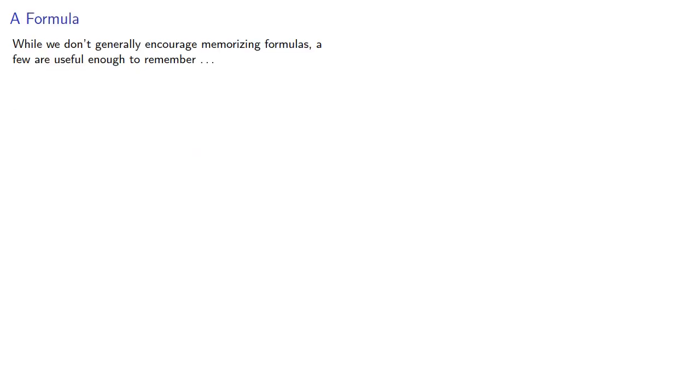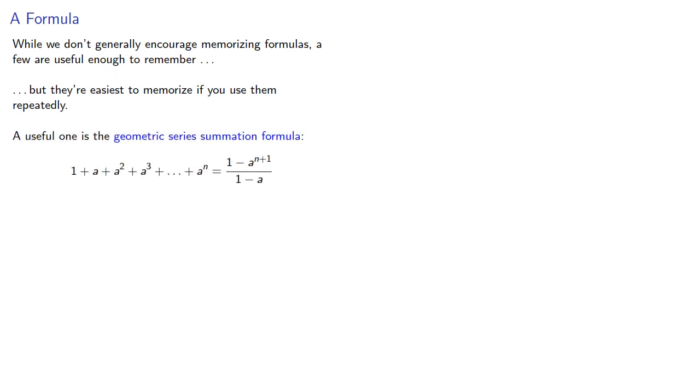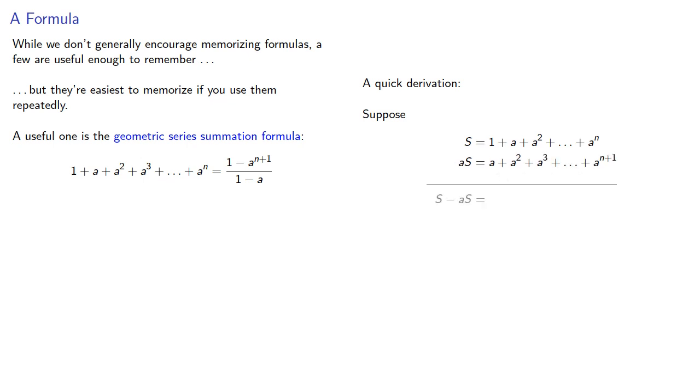While we don't generally encourage memorizing formulas, a few are useful enough to remember, but they're easiest to memorize if you use them repeatedly. In the context of annuities, a particularly useful one is the geometric series summation formula. And we use this when we want to add the powers of a starting with 1. A quick derivation will help you remember the formula. Suppose this sum is s. Now, if I multiply everything by a and then subtract, then all but the first and last terms will cancel out, and then I can solve for s.